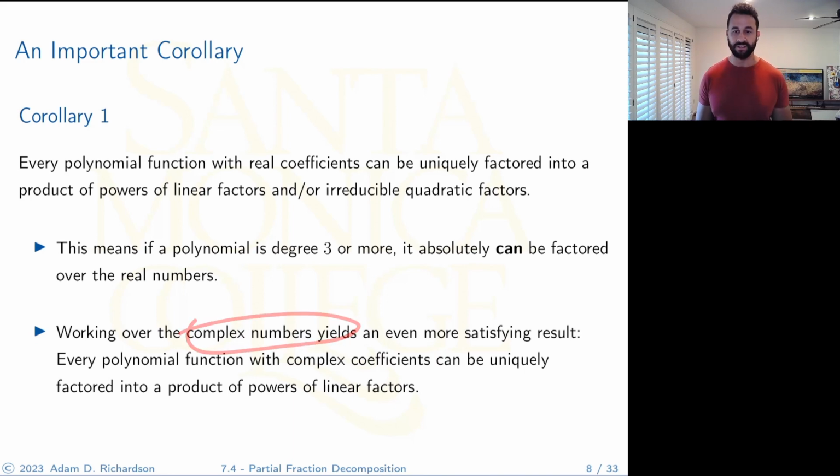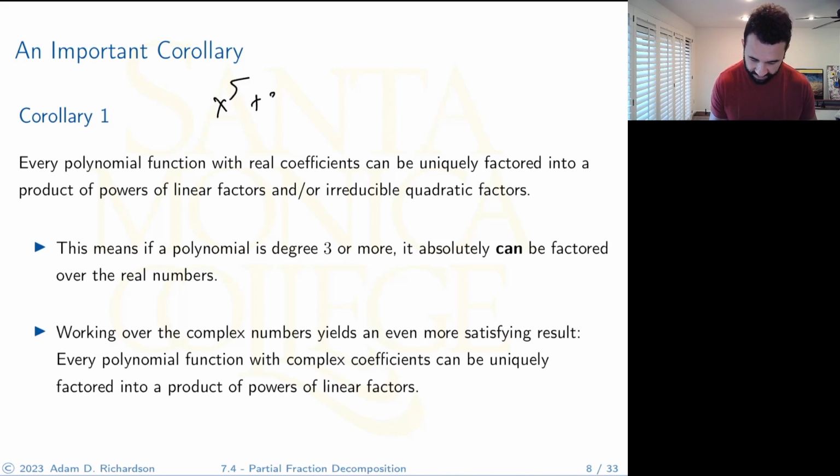If you're allowed to work with the complex numbers, then the fundamental theorem of algebra gives you an even more powerful result, which says that every polynomial function with complex coefficients can be factored uniquely into a product of powers of linear factors. So if you see a polynomial, yes, it can be factored, all the way until you get to factors that look like lines or parabolas. No matter what the polynomial is, x to the fifth plus 3x squared plus 3, can that be factored? Yes, it can be factored.